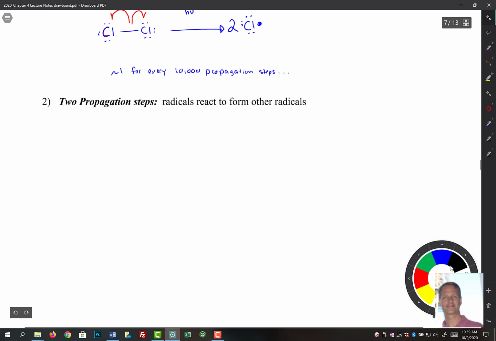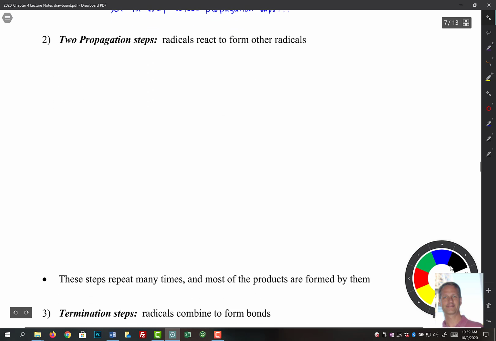Now for our propagation step, there are 2 steps for our propagation. So propagation is a step in which we need to keep like the hamster wheel moving around and around and around, right? We need to keep feeding it. Otherwise, the reaction would stop. So let's just look here at propagation step number 1. It's a really cool mechanistic step here.